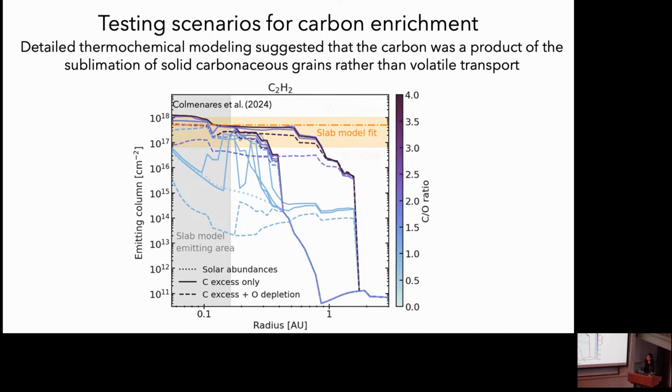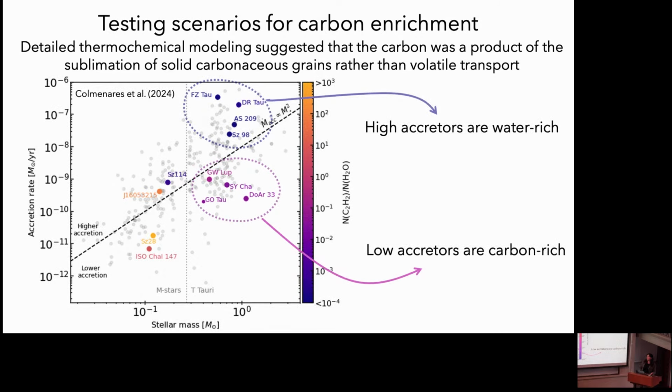And another interesting thing that we found with this source is that it had a relatively low accretion rate from what was expected for being so high mass. And we found that actually the sources that had relatively high accretion rates were very rich in water.